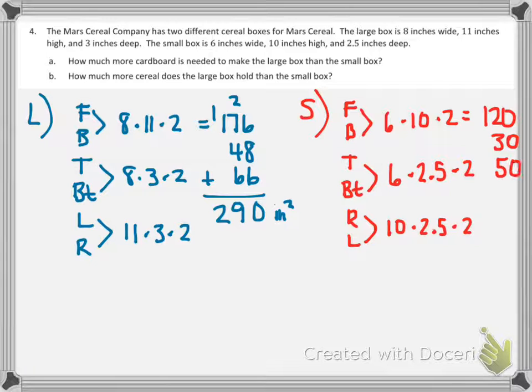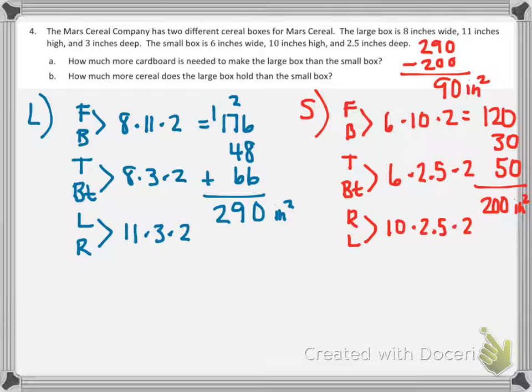That's the right and the left side. And if I add those together, I get 200. So 200 square inches is the surface area of the small box. So then to find out what the difference is, we would just subtract 290 minus 200, and the difference is 90 square inches is how much bigger the big box is than the small box.